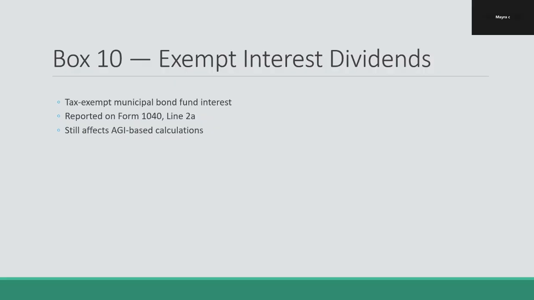So your tax exempt interest dividends. You can have a company that invests in municipal bonds and gets interest in the company. And again, this is going to be reported on your 1040. Now, this is going to go up on line 2A and not on 3, and again, it still affects your AGI basis calculations.